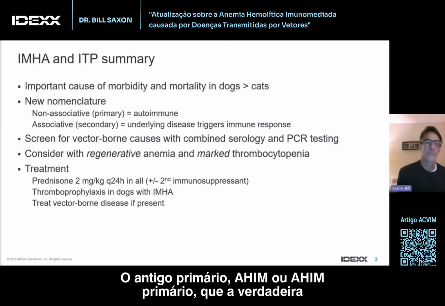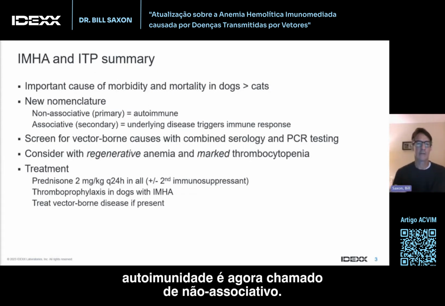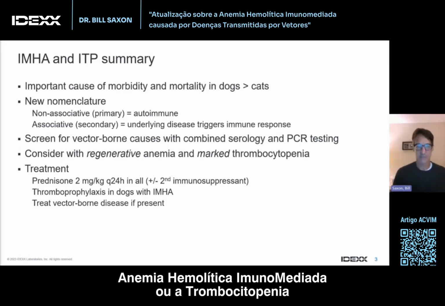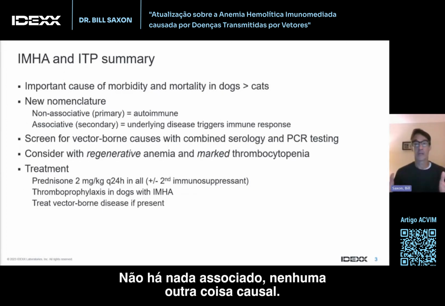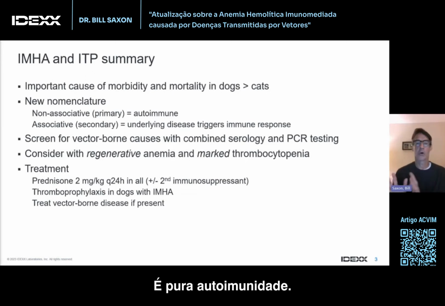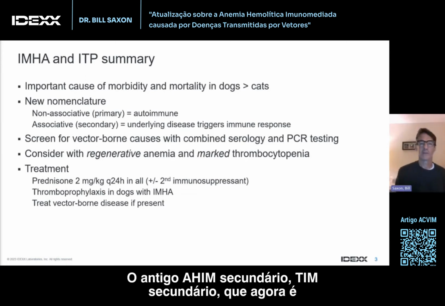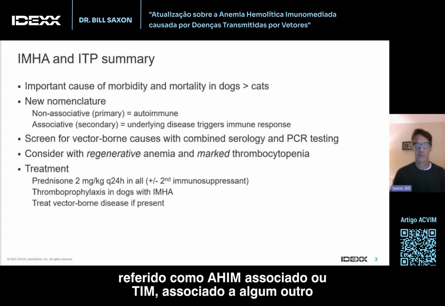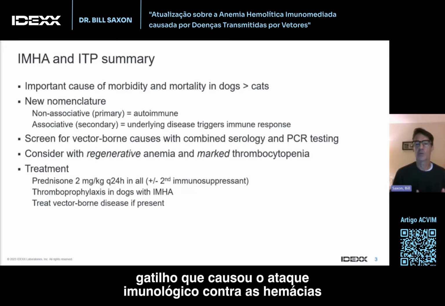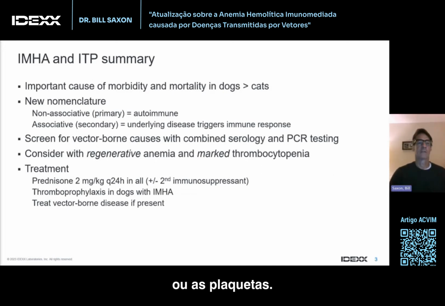The old primary IMHA or primary ITP, that true autoimmunity, is now called non-associative IMHA or non-associative ITP. There's nothing associated, no other causal thing. It's just pure autoimmunity. The old secondary IMHA, secondary ITP, is now referred to as associative IMHA or ITP, associated with some other trigger that caused the immune attack against the red blood cells or the platelets.